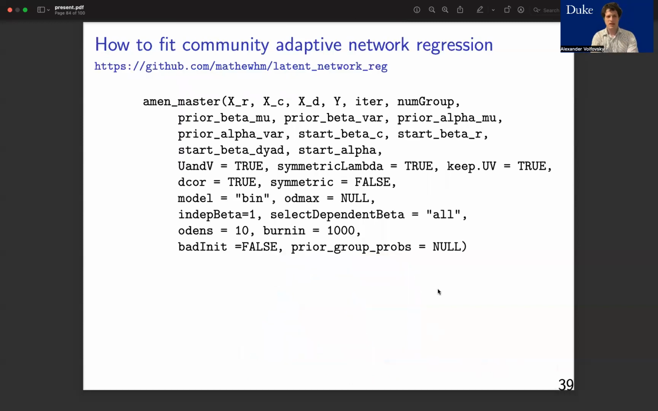To fit the community adaptive network regression, it's almost the same code. It's actually based on the same code base, but because it required some tweaks, this is still only available on GitHub, and we're working to slowly integrate this into the same ecosystem as the AMEN model. If you go to this website, you're going to be able to download all of the code that's necessary there. There are some package dependencies you'll need to install.